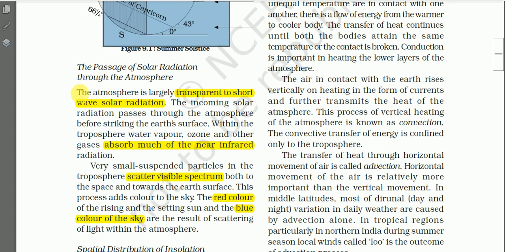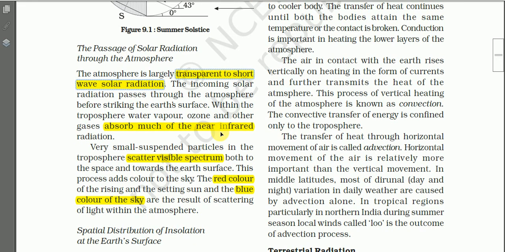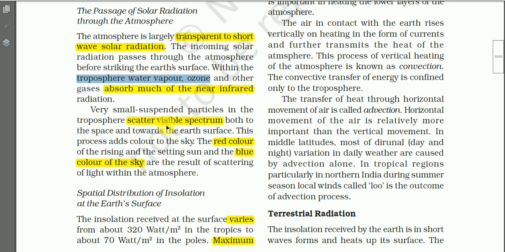Here, about this we have learned earlier, the atmosphere is largely transparent to short-wave solar radiation. This is about the greenhouse effect that was discussed in the previous chapter. Incoming solar radiation passes through the atmosphere before striking the earth, and that sunlight is absorbed by the earth and radiated back into the atmosphere in the form of infrared, that is long-wave terrestrial radiation. This infrared radiation will be absorbed by water vapor in the troposphere, then carbon dioxide and dust particles, and the earth is heated. That is what we call the greenhouse effect.